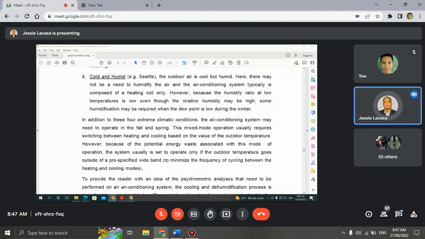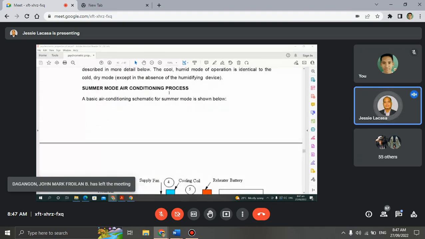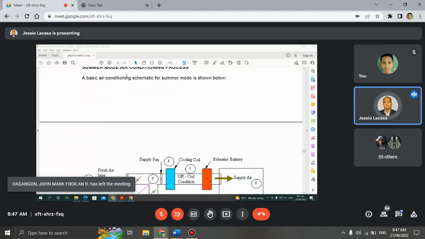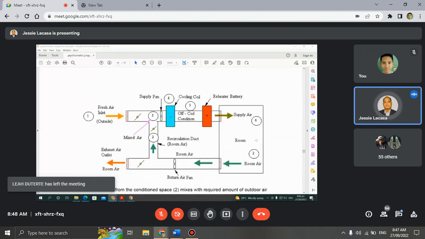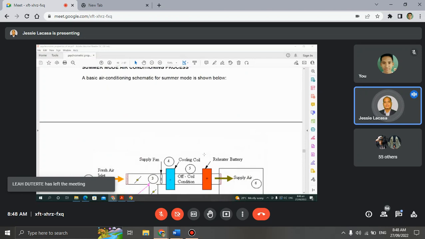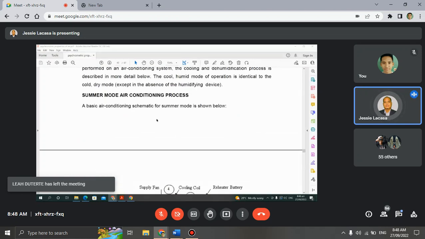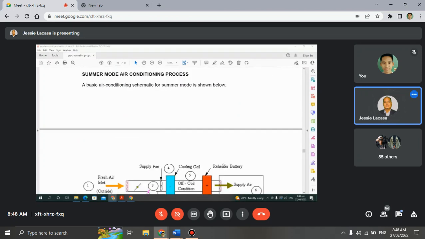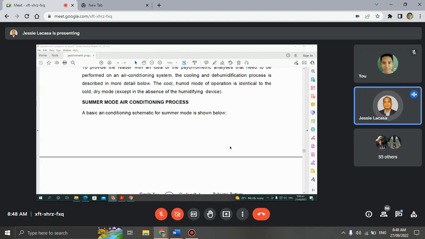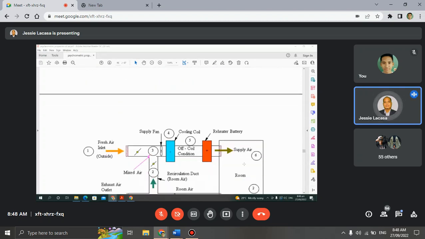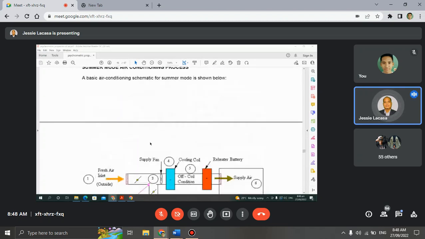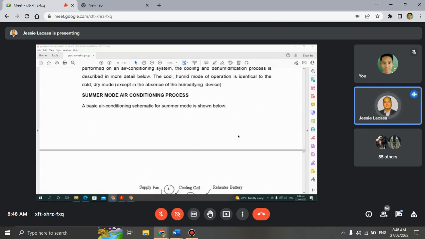Okay, padayon ta. Summer mode air conditioning process. So a basic air conditioning schematic for summer mode shown below. So kani nga summer mode depende ni sa area kay lahi-lahi. Although same nga taas ang temperature, pero lahi-lahi ang humidity. So wala siya gi-specify kung asa siya dapitang nga lugar.